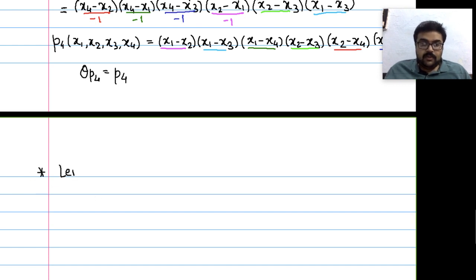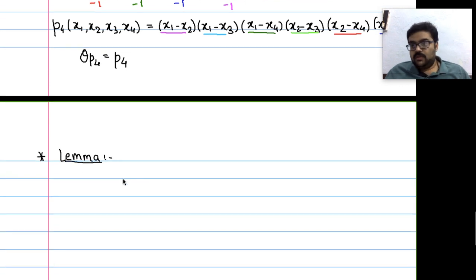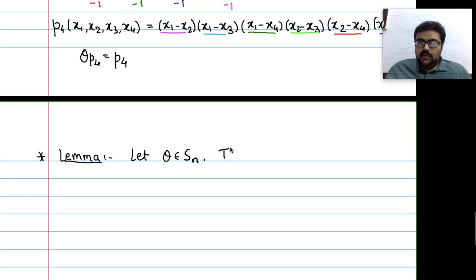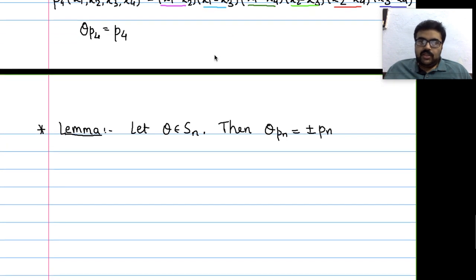So this is the lemma, and the proof is given in my old lecture notes, last year's lecture notes. It is not given in the book, and we are not concerned with this. It is not asked in Herstein to verify this, so we are not going to include this in this revision. But if you are interested, you can see this proof. So if theta belongs to Sn, then theta of Pn is nothing but plus or minus Pn, and it will just change the sign. It will not do anything else. So we accept it without proof.